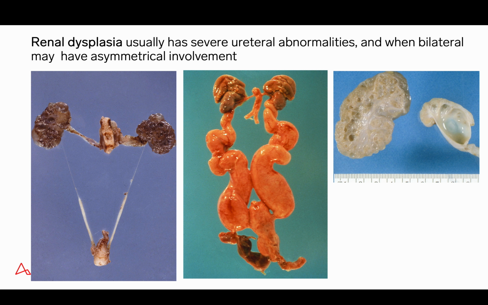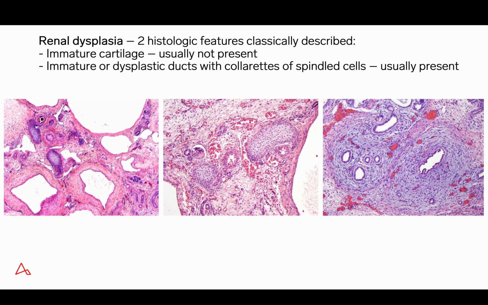As I indicated previously, renal dysplasia usually has severe ureteral abnormalities, and I have 2 images that show 2 extremes. The one on the left shows severe atresia of the ureter with bilateral cystic dysplasia. The middle image shows marked hydroureter with a rectal vesical fistula. The kidneys themselves are very small. Notice how they are dwarfed by the overlying adrenal gland. And the image on the right shows a cystic dysplasia and a hydronephrotic kidney. Again, showing the bilateral discordance of abnormalities.